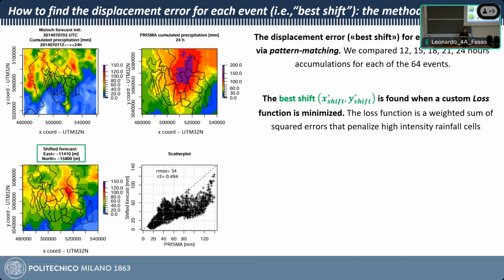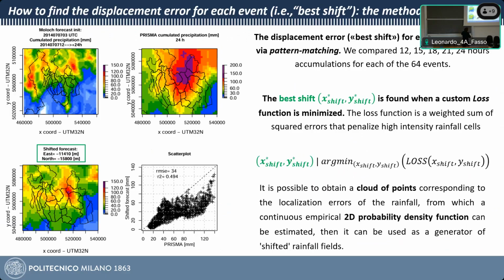So how can we search for this distance? We used a pattern matching algorithm, which is something that is generally used also, for instance, in image processing. Basically, we take that grid, we shift it around the space, and we compute a pixel-by-pixel loss function that quantifies how similar the image on the left and the image on the right are. When this loss function is minimized, we can find the direction in which the meteorological forecast misplaced the event. Okay, so here on the lower left corner, you see the meteorological forecast shifted to find the best match with the observations. And we can do it for different rainfall duration accumulations, and for all the 64 events.